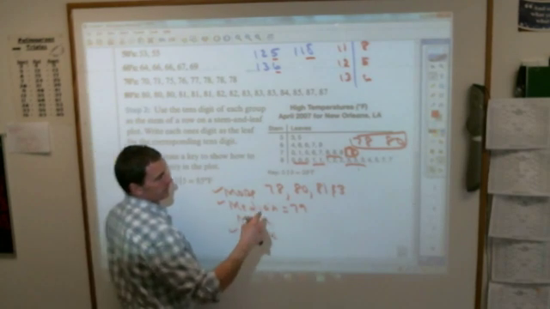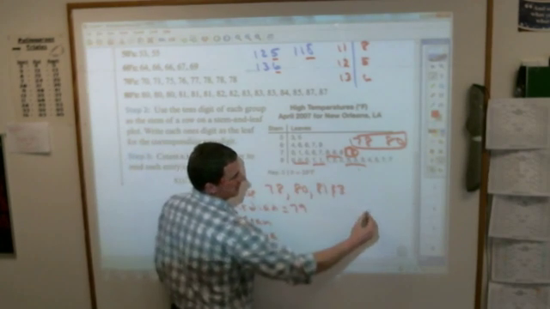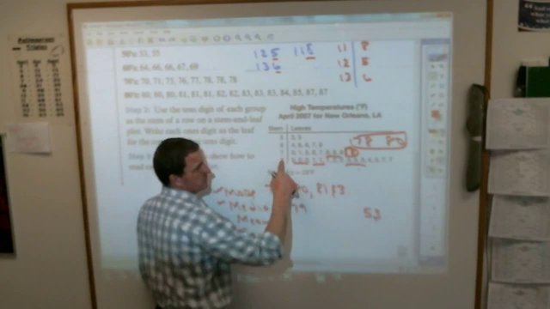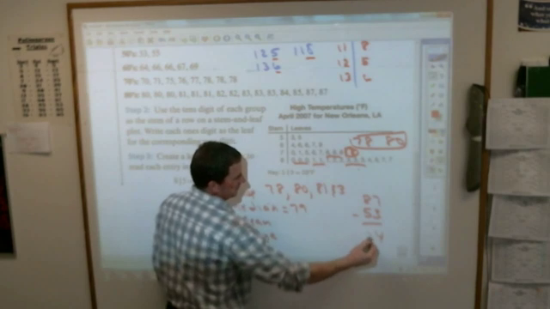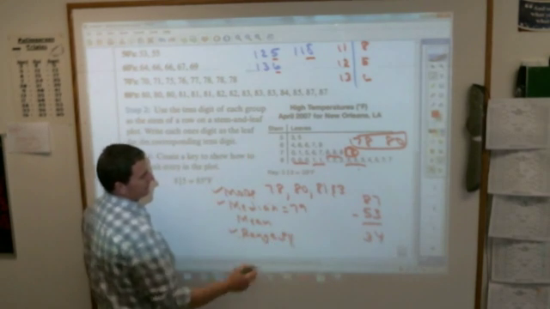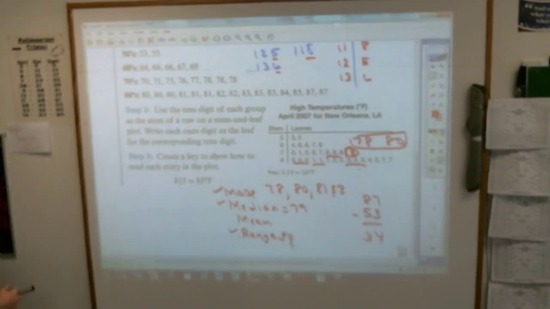Well, the range is the difference between the smallest, which is 53, and the biggest, which is 87. The range in this case would be 34. I'm not gonna make you do the mean of it.